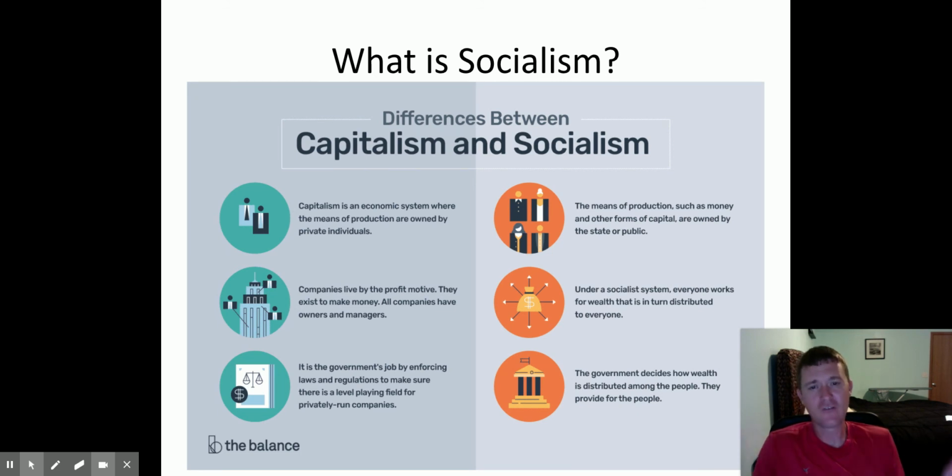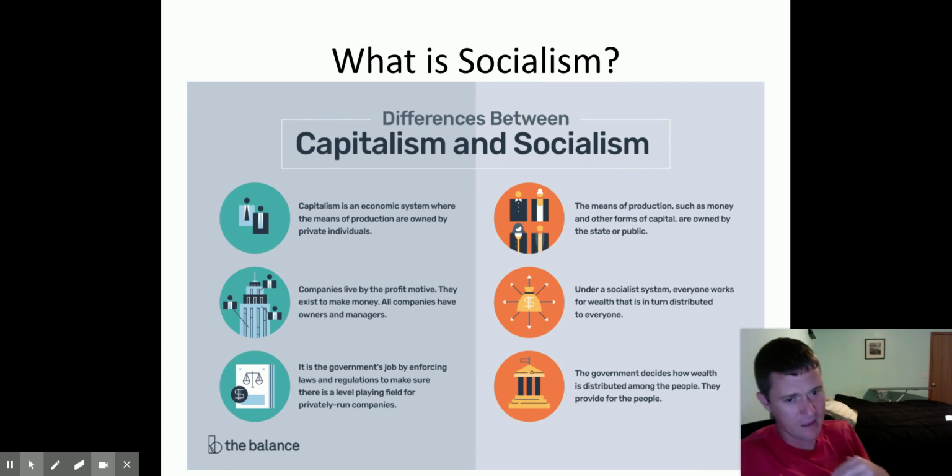So I think you think of socialism, I think most people have a certain idea what that means. But let's do a quick little example about socialism.